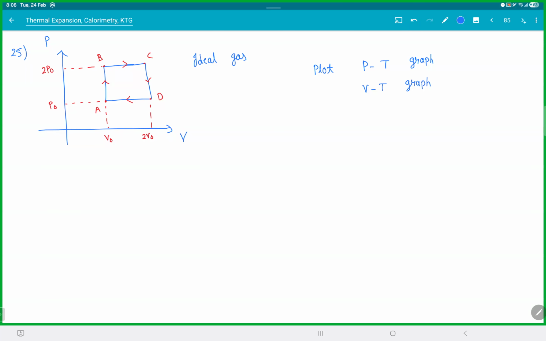How do we draw the graphs for this? Right, Ishwan? Let's see. Anyway, in this, if you can clearly see, AB and CD are isochoric processes, and AD and BC are isobaric.